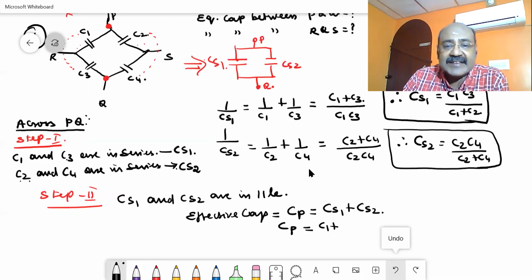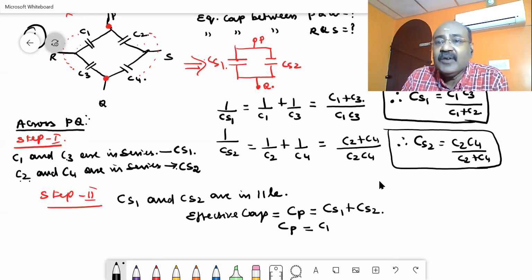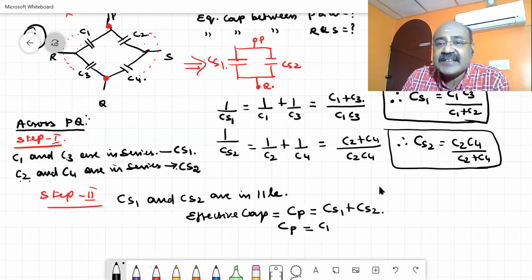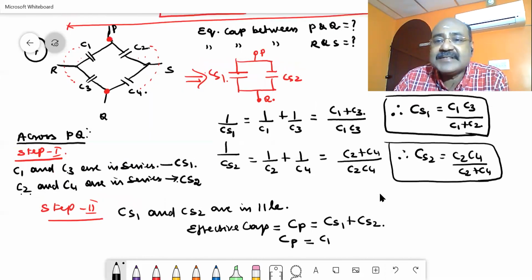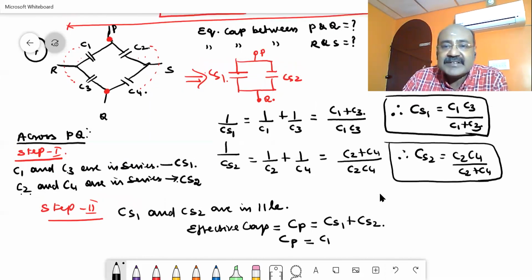So what is CS1? We have to write it out as C1 into C3 divided by C1 plus C3. Okay, so C1 into C3 divided by C1 plus C3 plus, what is CS2? C2 C4 divided by C2 plus C4.